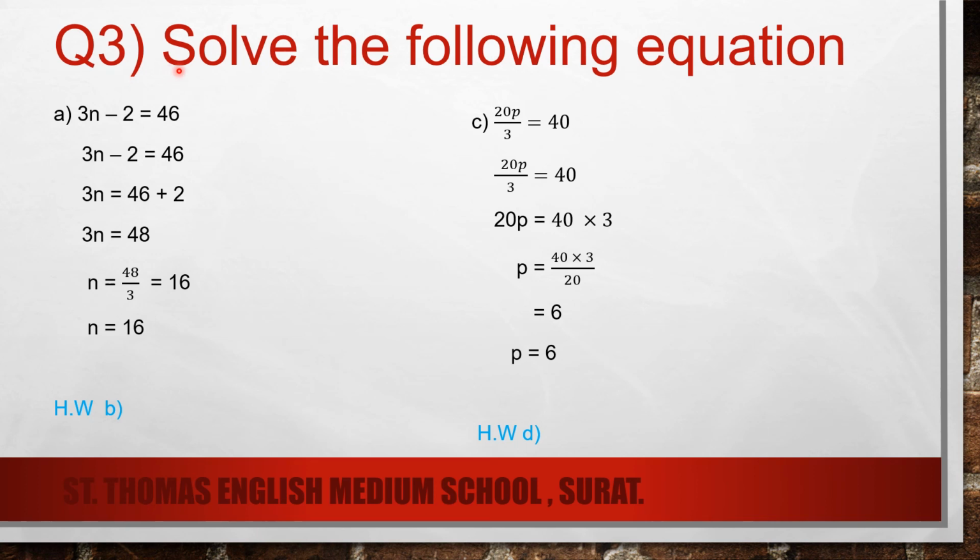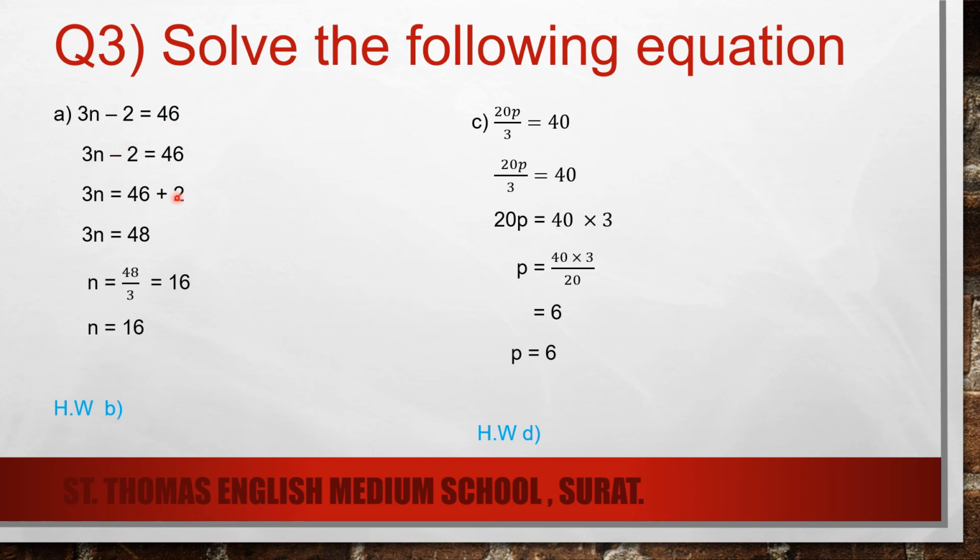Question number 3. Solve the following equation. So you have to write the question only this much. Solve the following equation. A. 3n minus 2 is equal to 46. Write the question once again. This is minus 2. So it goes here and becomes plus.